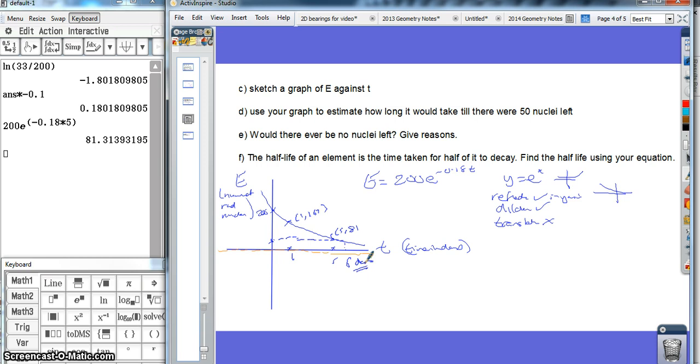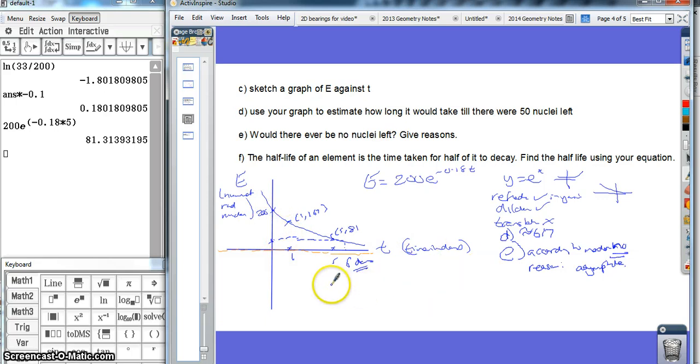Would there ever be no nuclei left? And give reasons. So this is E. So D, I'm saying about 6, maybe 7. E, would there ever be no nuclei left? Well, according to our model, no. And the reason is the asymptote. According to our model, it never actually gets down here to E equals 0. So there's never going to be 0 nuclei.